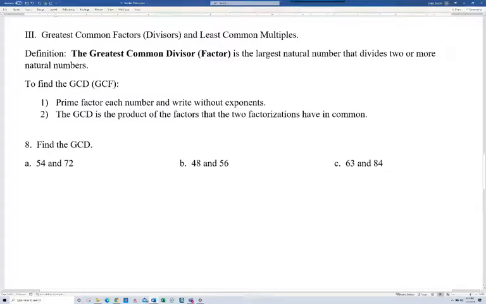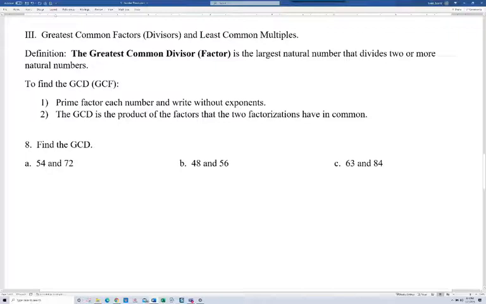In this second video on number theory, we're going to talk about greatest common divisors or factors, sometimes called GCFs, and also least common multiples, which we use LCM for short. So let's go ahead and get started.